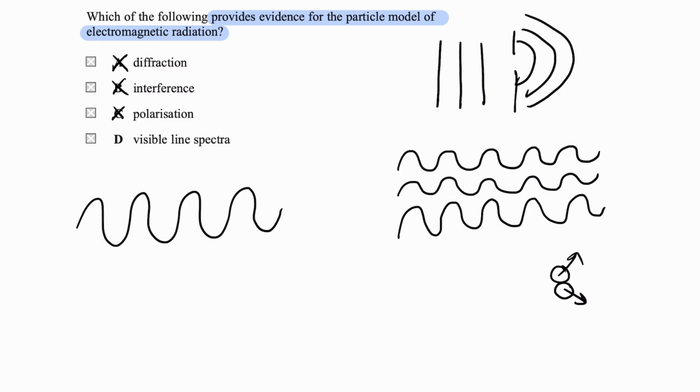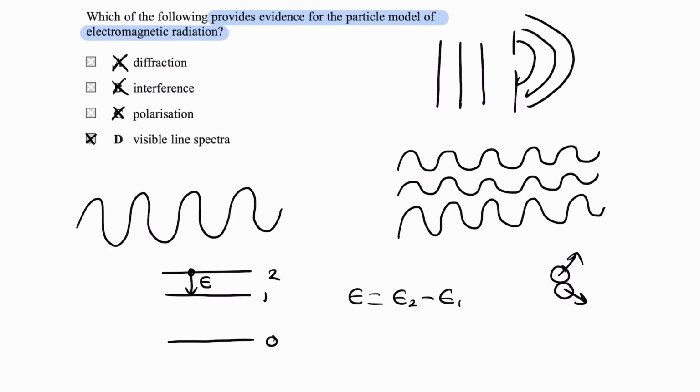So it must therefore be visible line spectra. So why is it D? Let's think about emission spectra. If we have a few energy levels of an atom, so this is 0, 1, 2, emission spectra are created when you have an atom de-exciting from one level to another, emitting a photon, and the photon has an energy equal to the difference between those two energy levels. So the electron falls from here to here, releases a photon of energy E. The energy E is equal to the energy of level 2 minus the energy of level 1.